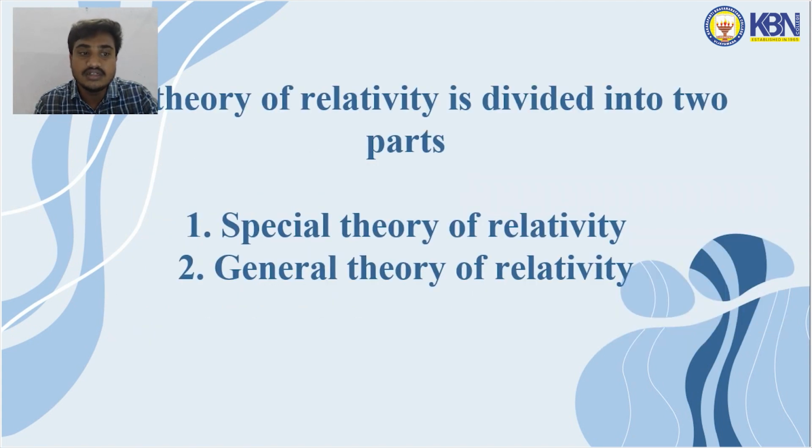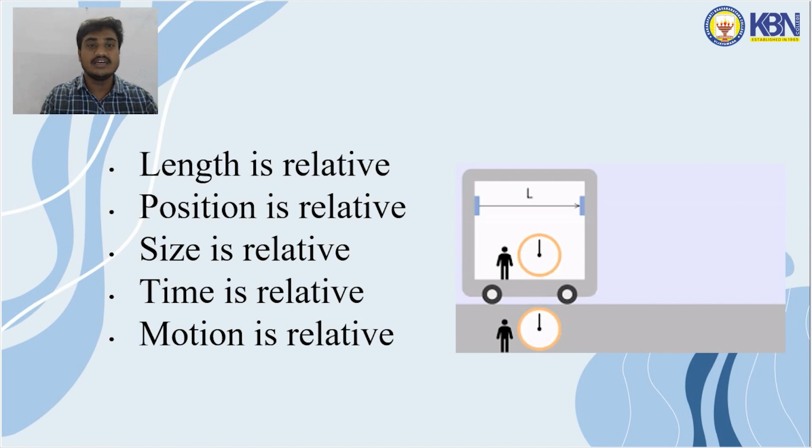Now, how can we say that motion is relative? The first person said that the train is moving at 60 km/h, because he is at rest. The second person said that the train is moving at only 40 km/h, because that person is also moving at 20 km/h beside the train in the same direction. The third person said that the train is moving at 90 km/h, because the train moves in the opposite direction with respect to him.